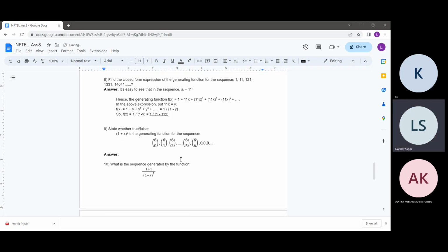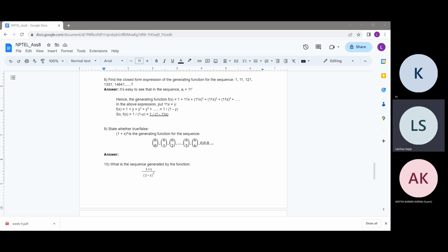So the ninth question is just a straightforward true or false question. It's asking: 1 plus x raised to power 6 is the generating function for the sequence 6c0, 6c1, 6c2. In this parenthesis notation, when you write a number at the top and bottom, it just denotes the C operation, the combination operation. So this is 6c0, this is 6 choose 1, this is 6 choose 2, up to 6 choose 6. I think it's an easy question, guys. Is this statement true or false?